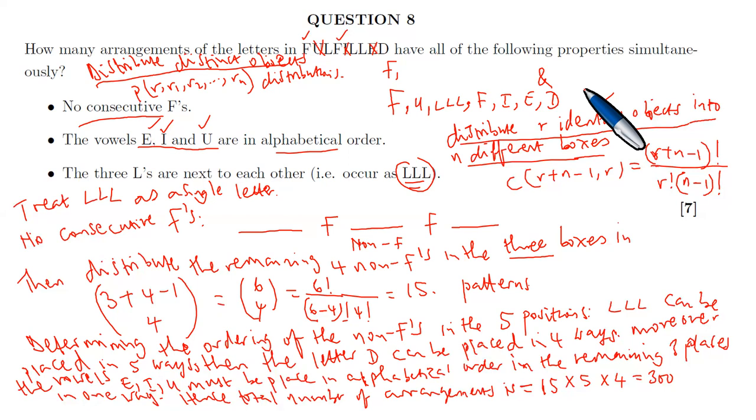Okay, we'll continue. I'm just analyzing this with you now, looking at this carefully to make sure that everything is okay. So obviously we dealt with the five positions of the non-Fs. The L's are placed in five ways. Then the letter D can be placed in four ways, because after you have placed the L's in the five positions, you'd have four positions left, and then you can place the D. Moreover, the vowels E, I, and U must be placed in alphabetical order in the remaining three places.